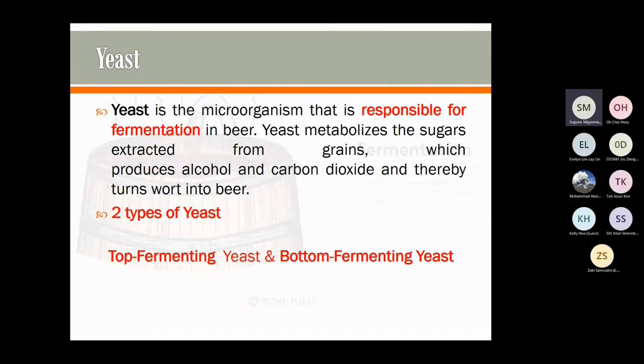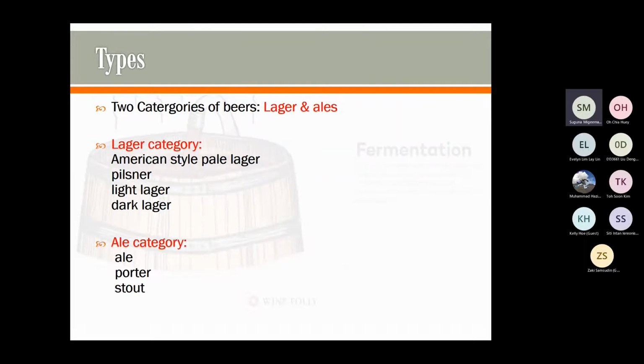So they are the most responsible ingredient in the fermentation of beer, because yeast will metabolize the sugar and then produce alcohol and carbon dioxide, and then they turn the wort into beer. So two types of common yeast that we will use are top fermenting yeast and bottom fermenting yeast. Okay, and from there it will produce two categories of beer, lager beer and ales. So these are the examples of the beer.